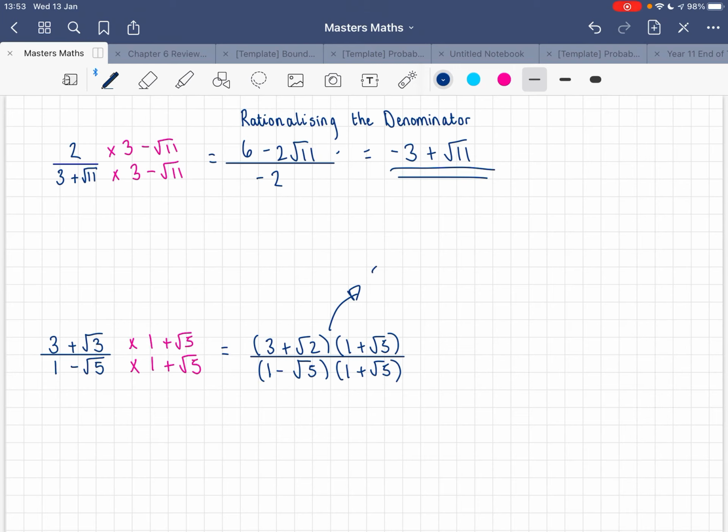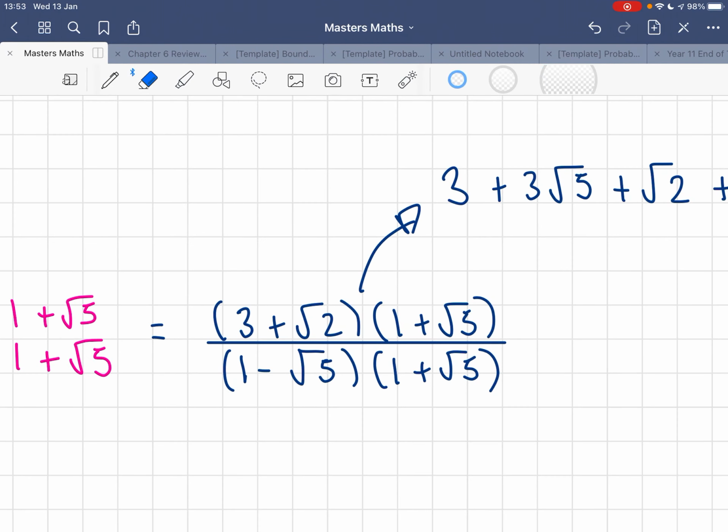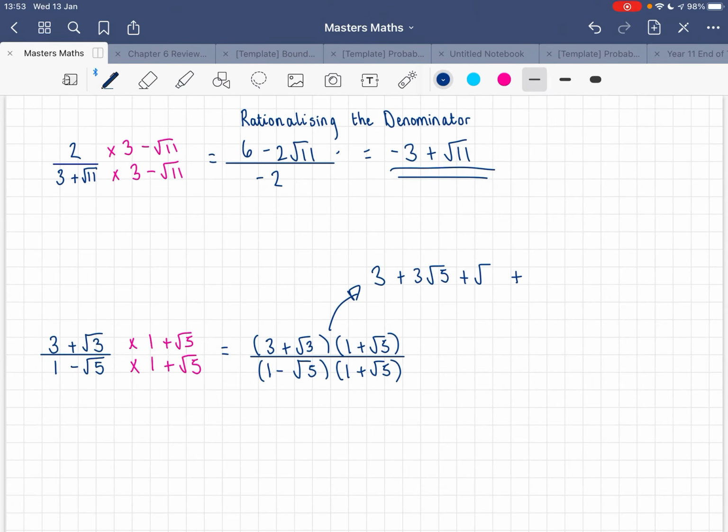So up here, I've got 3 times 1 is 3. 3 times root 5 is 3 root 5. I have root 2 times 1 is just root 2. And I have root 2 times root 5 is root 10. Where am I getting root 2 from? It's root 3, isn't it? Oh, goodness. That is root 2 in there, which means that should be root 3. I'm sorry, I've changed the question.